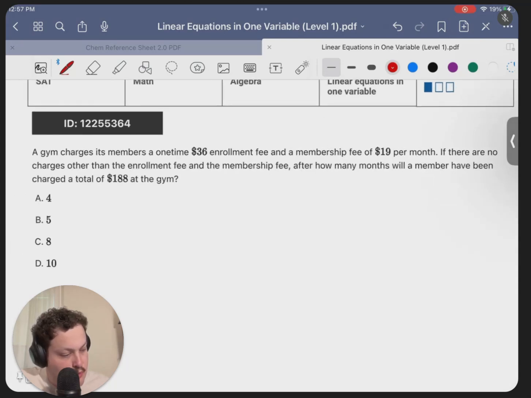A gym charges a one-time lifetime enrollment fee of $36 and that much per month. No other changes were made to fees or membership. How many months will it take?